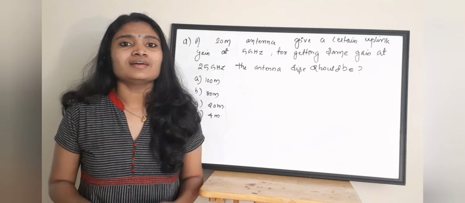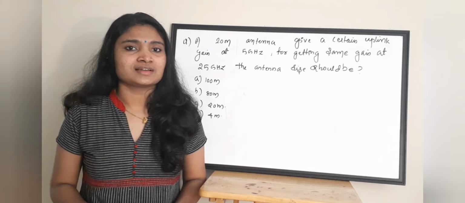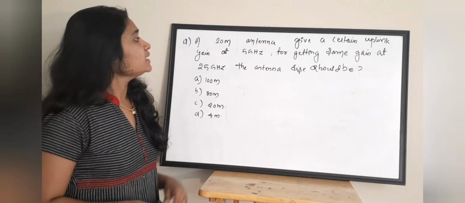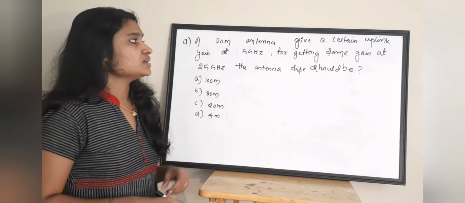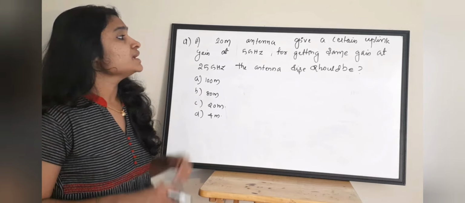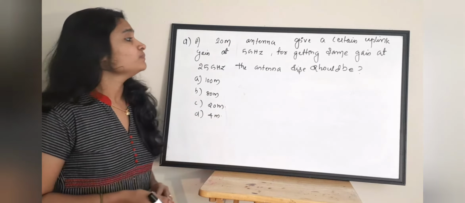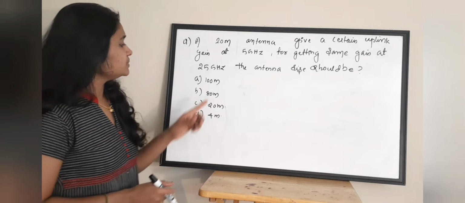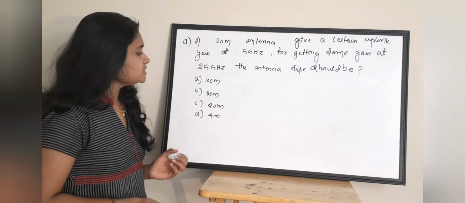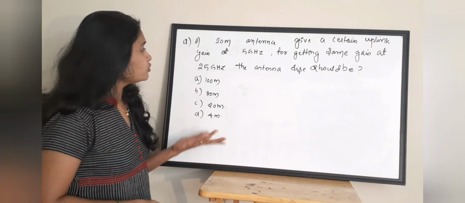So let's see what is the first question for today's class. A 20-meter antenna gives a certain uplink gain at 5 GHz. For getting the same gain at 25 GHz, the antenna size should be option A, 100 meter; option B, 80 meter; option C, 20 meter; and option D, 4 meter.